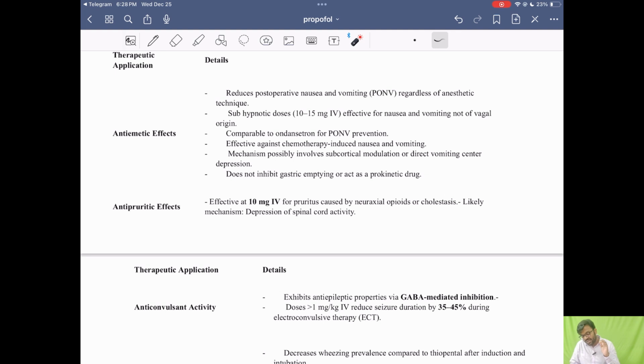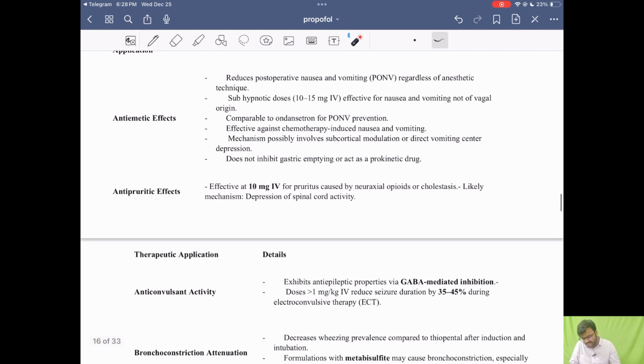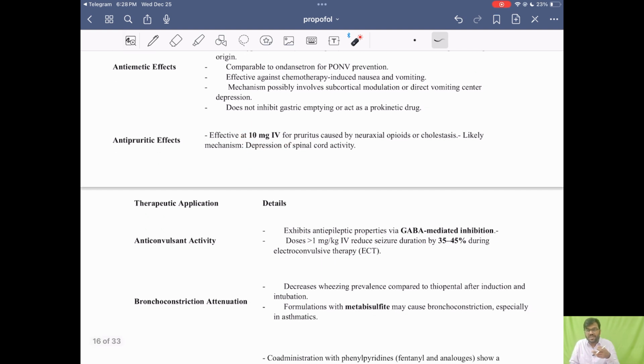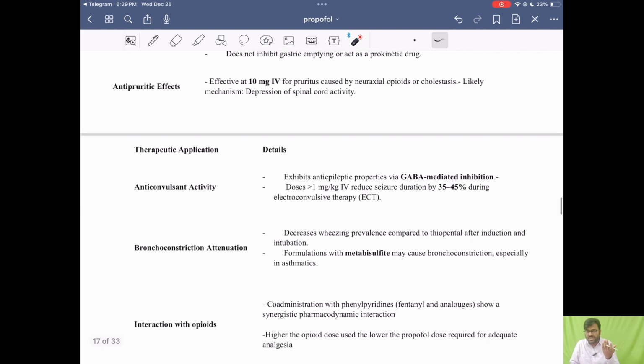One more thing, it does not inhibit gastric emptying or act as a prokinetic drug. Antiemetic effect is there, and antipruritic effect is there, at an approximate dose of 10 mg IV. Antipruritic, where do you see it? In liver failure and all, when there is cholestasis. Or when you give neuraxial opioids, which also cause histamine release and pruritus, that is also prevented. Other is that it also has anticonvulsant action.